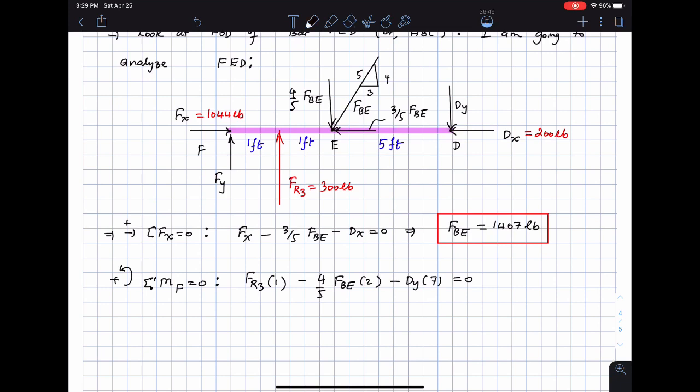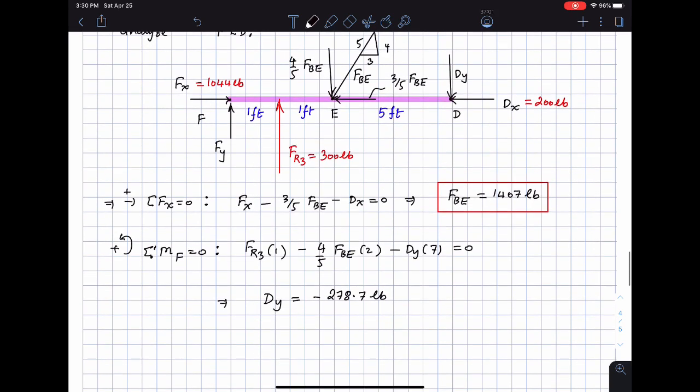So which means that if I solve for dy, I end up with a negative answer because FBE is slightly larger than FR3, right? So this is going to be minus 278.7 pounds. Okay, and I'll put a box around this. And I just want to point this out after putting the box around here.